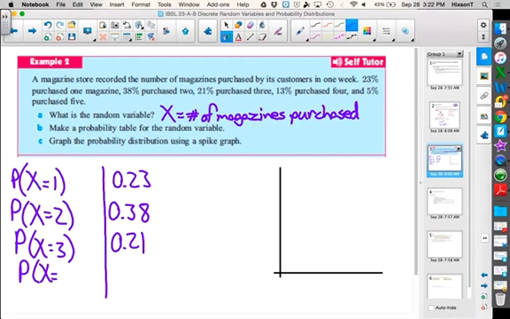Probability that it has a value of 4, and probability that it has a value of 5.